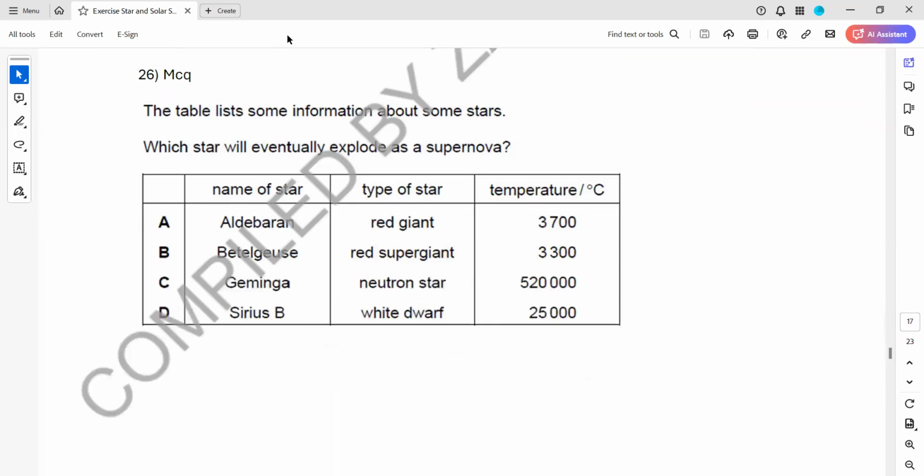In question 26, the table lists some information about the stars. Which star will eventually explode as a supernova? So how do we identify which will explode as a supernova? You have to identify the class of the star. Red giant will not be a supernova. A red giant will turn into a planetary nebula, which eventually turns into a white dwarf. A white dwarf is also like a low mass star. So the red supergiant will explode as a supernova.